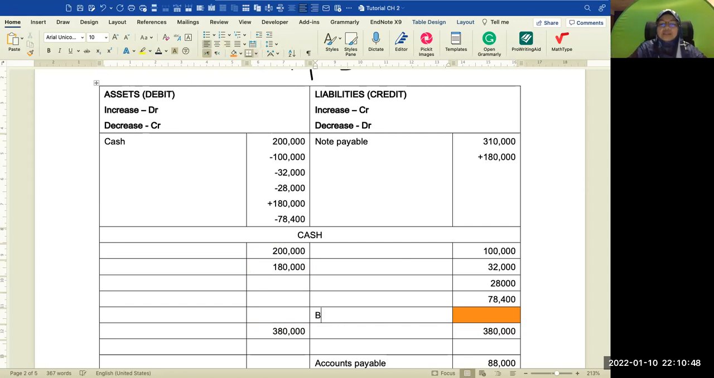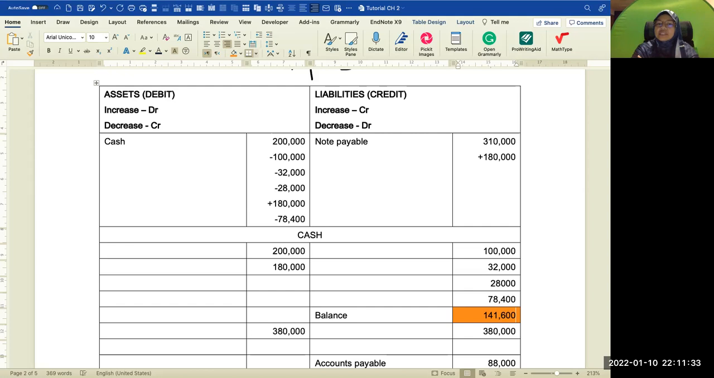So how do you know the balancing figure? What you do is total up everything: 100 plus 32 plus 28 plus 78.4, so the total is 238.4, minus from 380. So that's the balancing figure. It should be 141,600. Do you get the same answer? Yes, doctor. Again, you have to look at the types of account, whether it is an asset, liability, or owner's equity, and then put that into the journal entries.